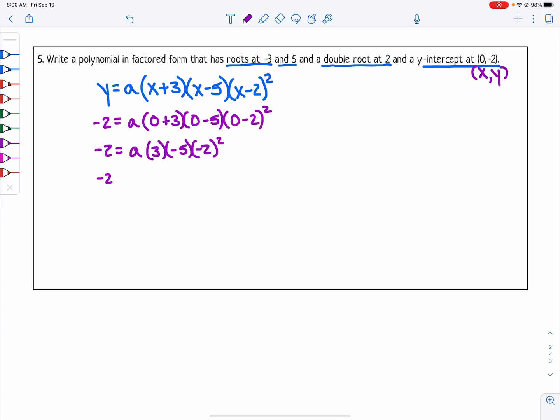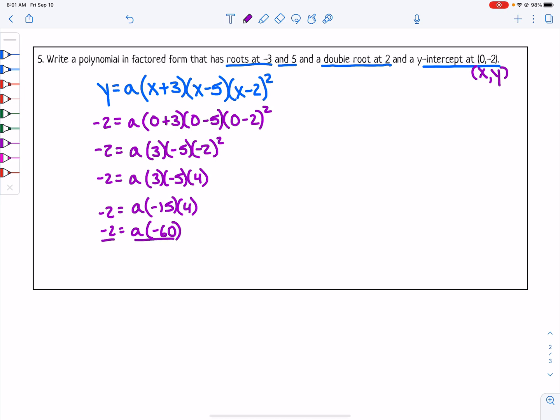Then let's keep on cleaning that up. So we got negative 2 equals a, and then we have 3 times negative 5 times negative 2 squared, which would turn into positive 4. And then 3 times negative 5 times 4. So let's see, that would be negative 15 times 4. I'll just bring that down for the next step so you see what I'm getting. And then negative 15 times 4 would be negative 60.